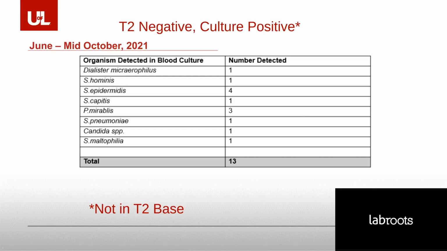We also get other positives that are not in the database, and this represents some of the organisms that we have recovered phenotypically in blood culture that obviously are not detected in the T2. So we look at the T2 as a screening test. We also look at it as a supplement to our phenotypic blood cultures, et cetera. And this slide clearly points out the other organisms, as you can see.